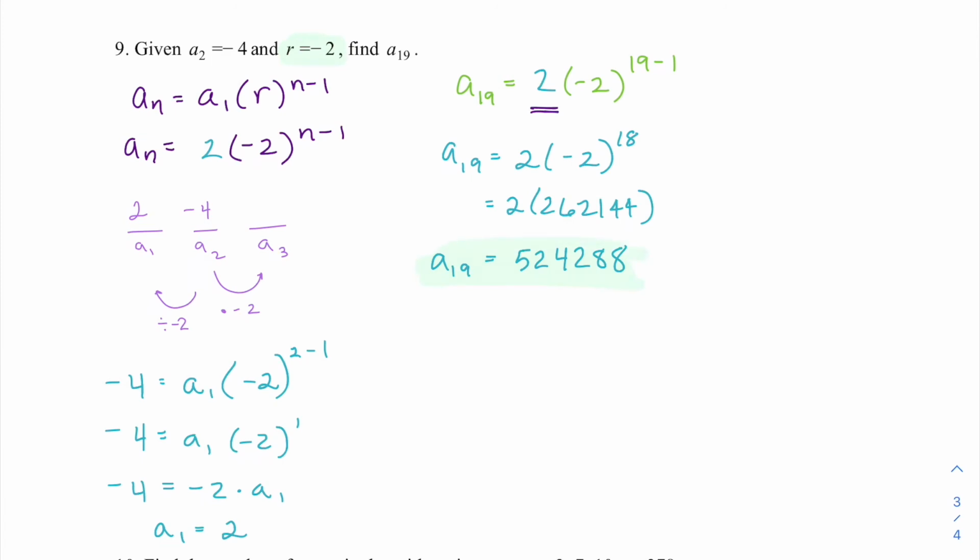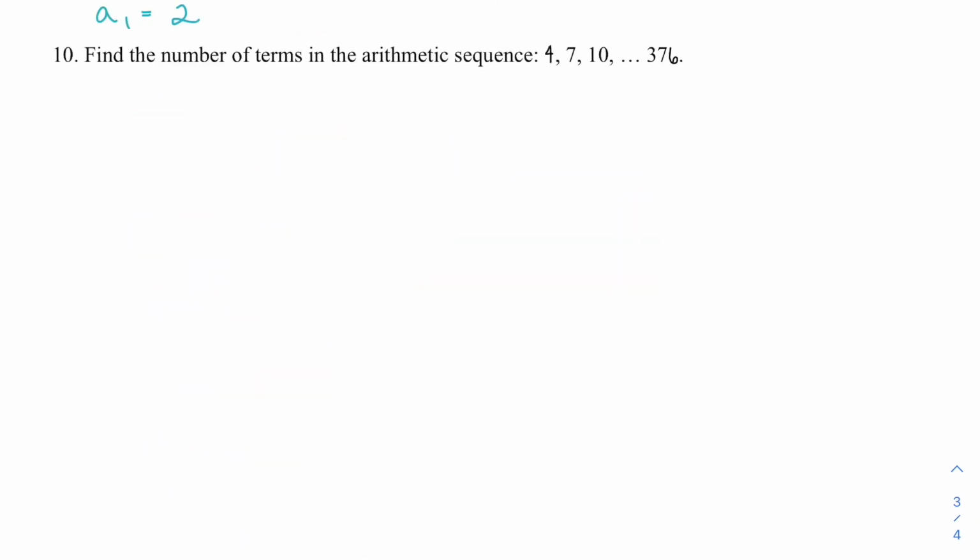Okay. So even though it didn't explicitly ask us to find the first term, we needed to find the first term to be able to find the 19th term because we had to plug it into our formula. So looking at number 10, we have: find the number of terms in the arithmetic sequence 4, 7, 10, ..., 376. So you may want to just say, hey, there's 4 terms, but there's a bunch of terms between all these terms. We are not going to sit there and list them out. We are going to use what we know about arithmetic sequences to calculate the number of terms, right?